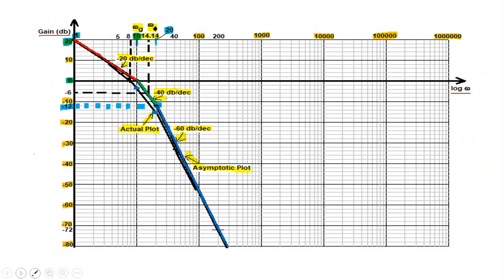Now, let us see how to understand the construction of the log magnitude plot first. So, we have a semilog sheet like this. So, this is our semilog sheet.